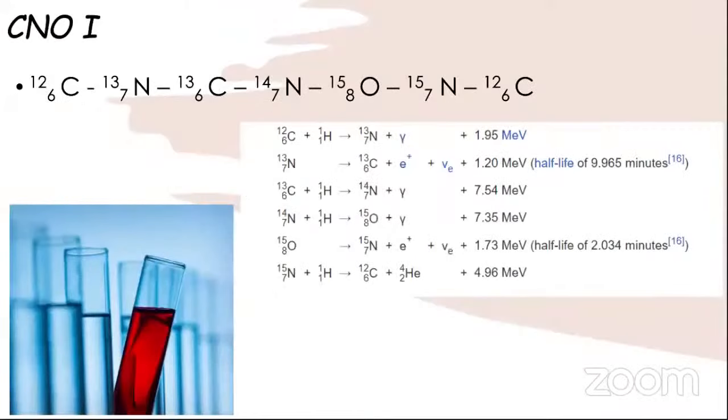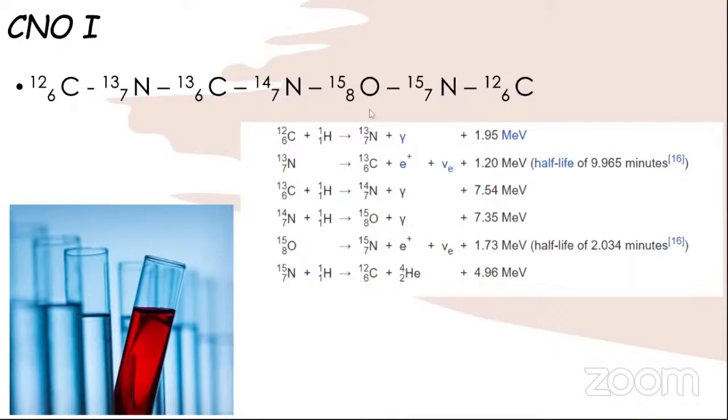This is CNO 1, where carbon-12 captures one proton and gives nitrogen-13 plus one gamma particle plus some energy. This is the first CNO cycle that they discovered. This is called the CN cycle, where the first carbon is obtained again at the last reaction, and the carbon, nitrogen and oxygen are used as catalysts.